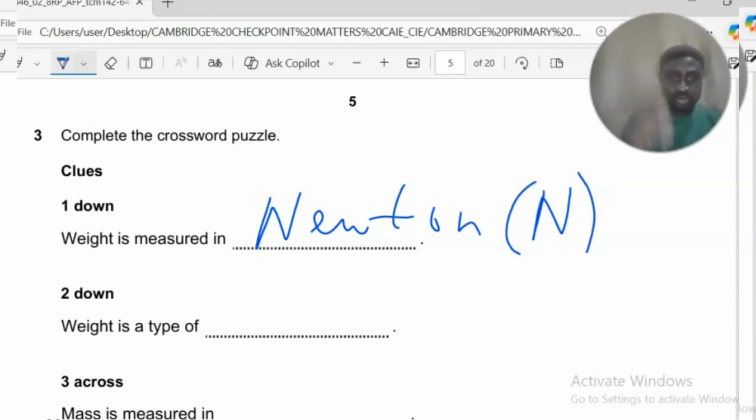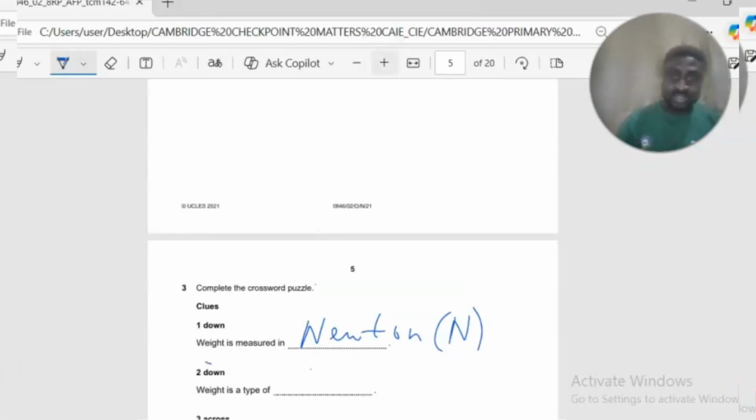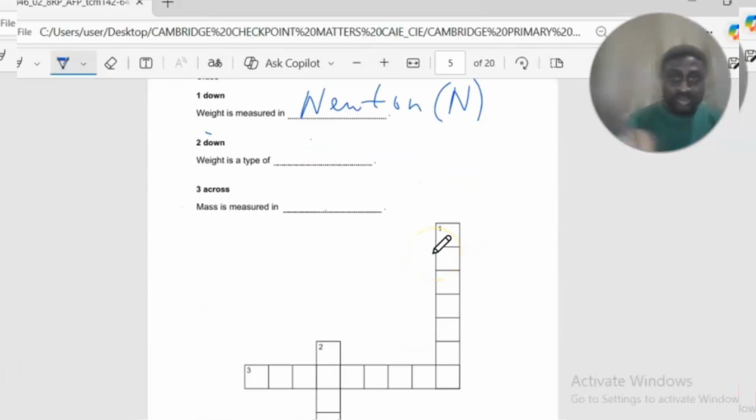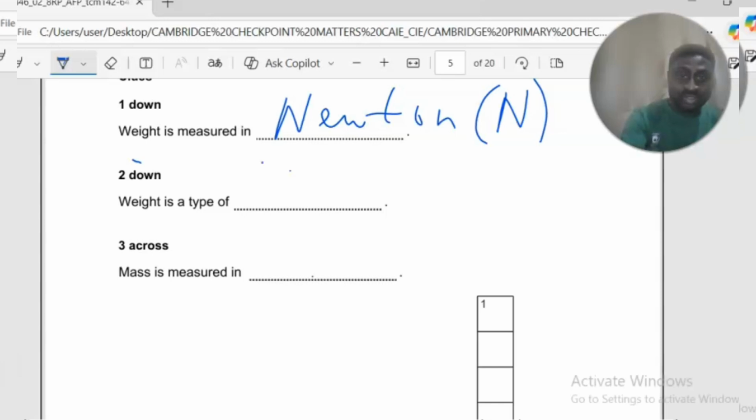Then down vertically on the puzzle, weight is a type of, is it energy or force? The answer is a type of force. Weight is a type of force. So I'm going to expand it now for us to see. Weight is a type of force. So F, O, R, C, E.